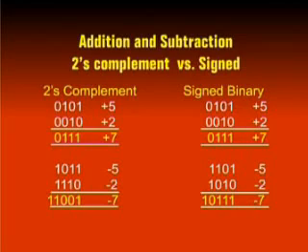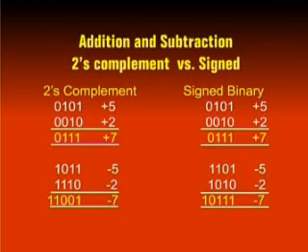The result is plus 7. In terms of binary, it's 0, 1, 1, 1. The most significant bit, which is a 0, represents the positive sign, and the least significant 3 bits are all 1s, which represent the magnitude 7. Let's consider the second example, addition of minus 5 and minus 2. The result is minus 7.